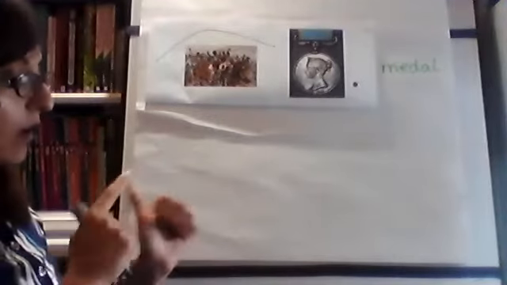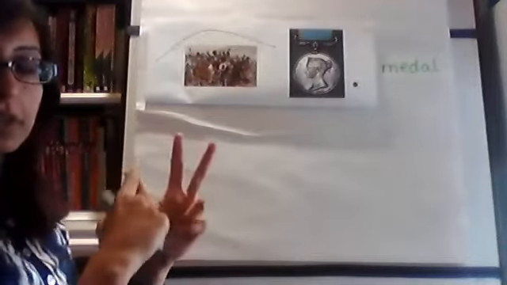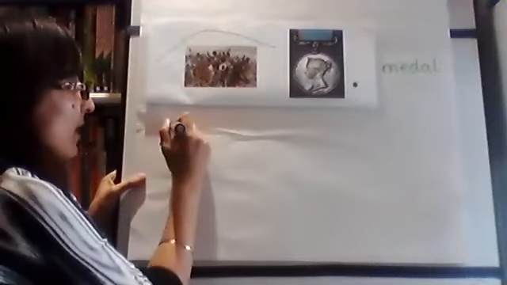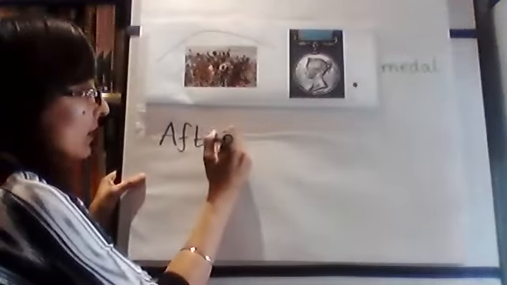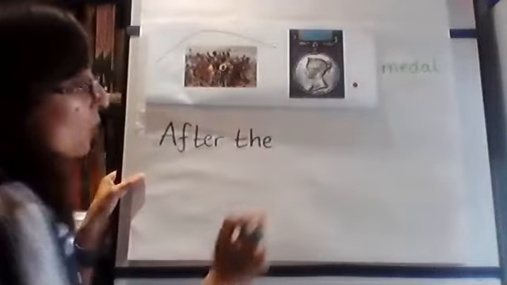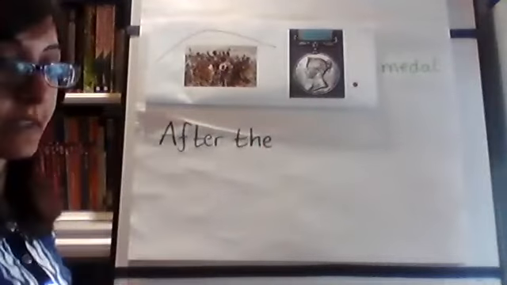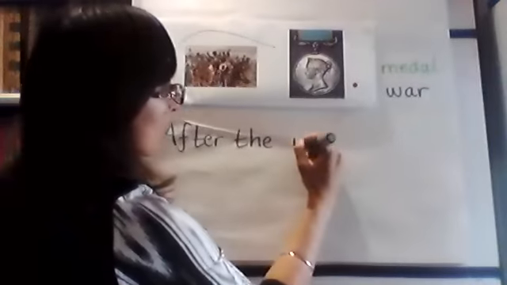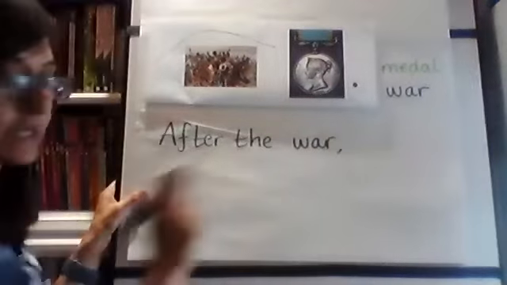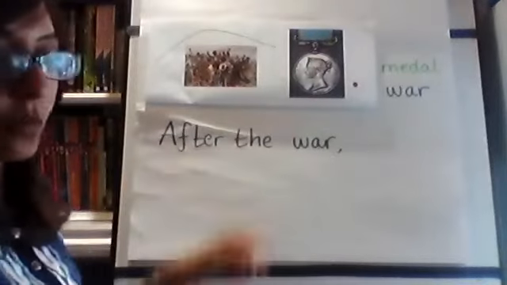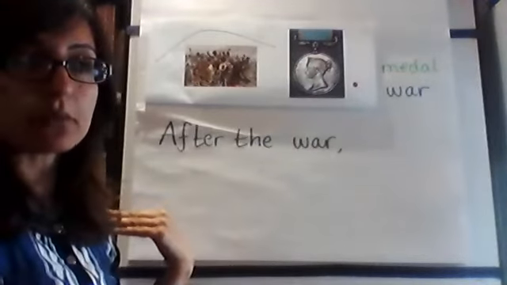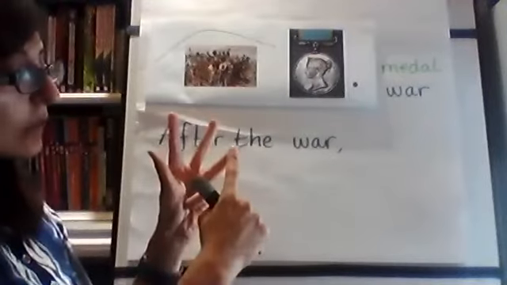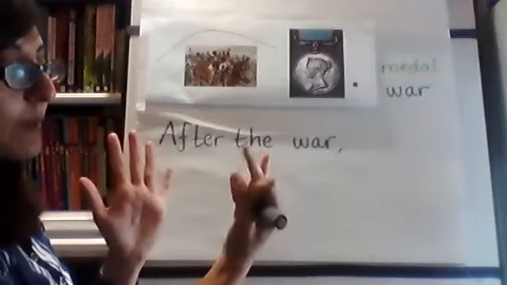After the war. So we need the three words. And after is a bit of a tricky word, so I should have put that on there, but never mind. Here we go. After the war. War is also a bit of a red word, so actually we should have popped it on here. War. After the war, we're going to have a comma because it's split into two parts. After the war, she got a medal for being brave. Okay, here we go. She got a medal for being brave.